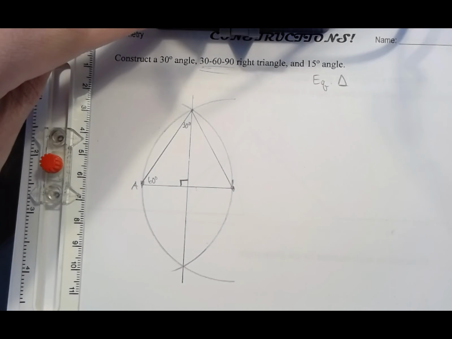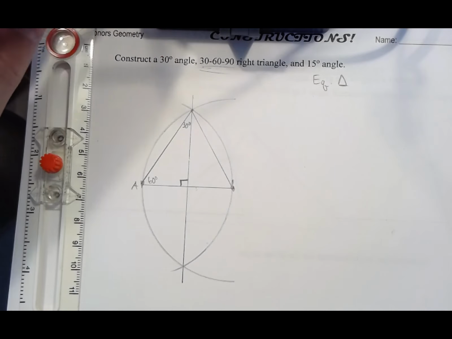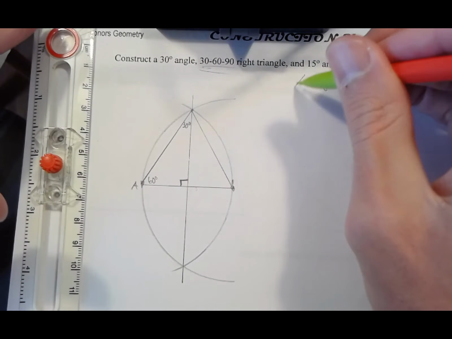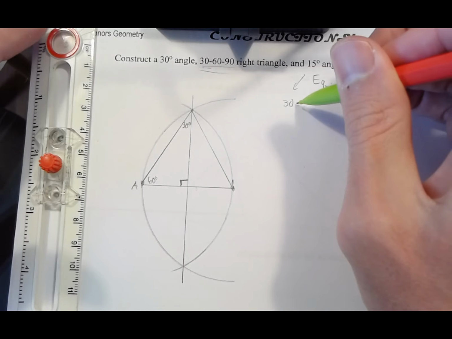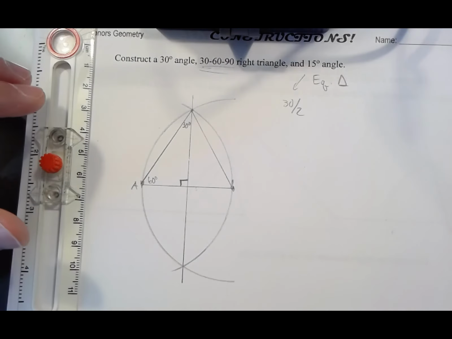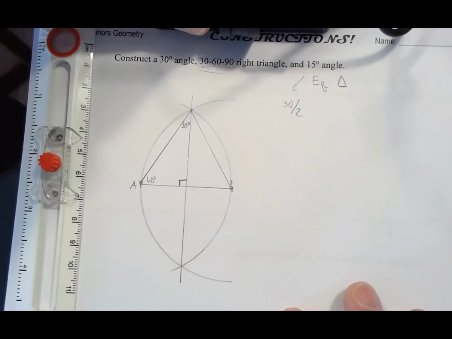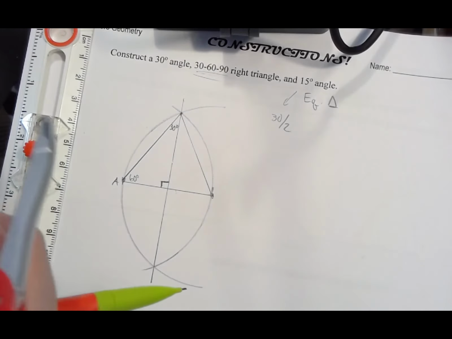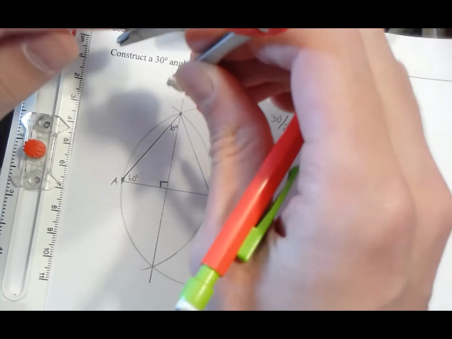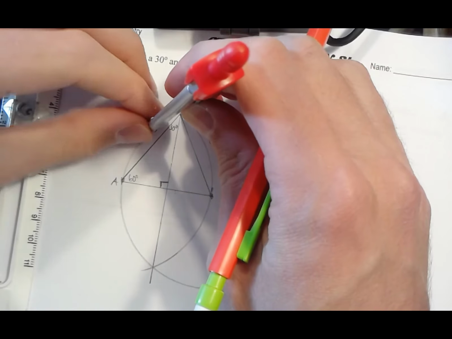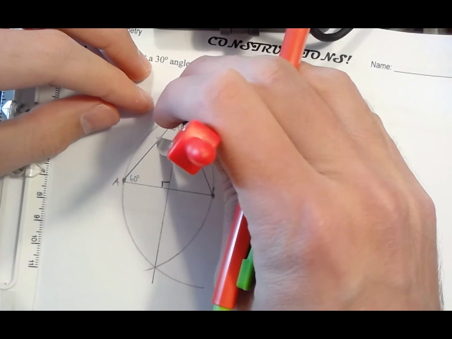And what else? Okay, and now we want a 15-degree angle. So I'm going to take the 30, and to get 15, I'm going to take the 30 and bisect it, because then we'll have 15. So I've got to start with the 30. Let's see if I can try not to move this too much. So start with the 30, go to the vertex, and make any arc.